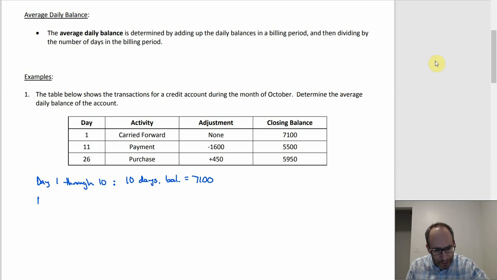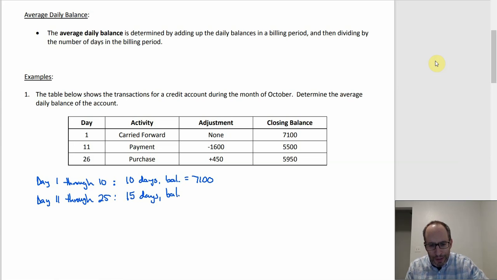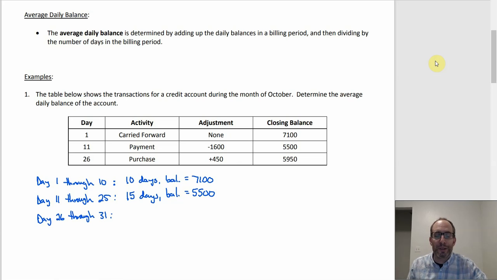So then day 11 through 25, so that's 15 days. And then the balance is 5,500. And then lastly, it would be day 26 through 31, since it's October. So day 26 through 31. And then that's going to be 6 days, right? 26, 27, 28, 29, 30, 31.